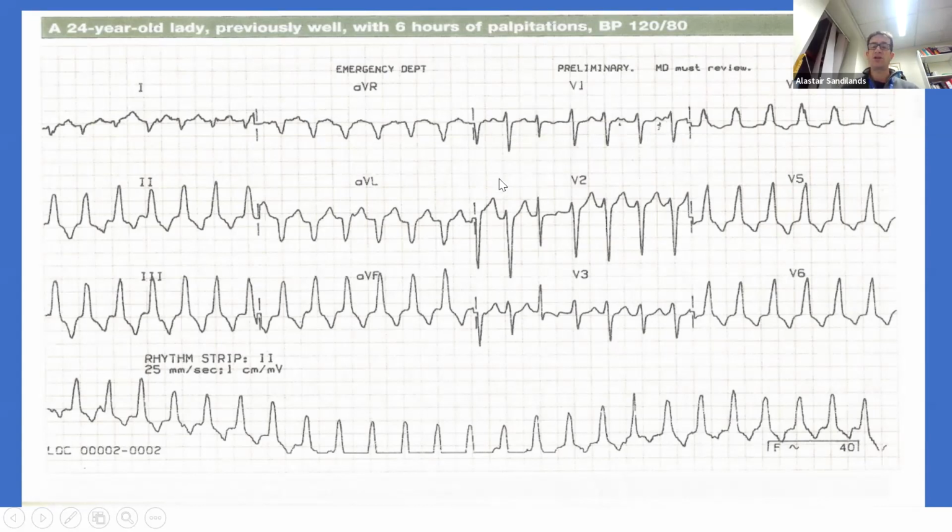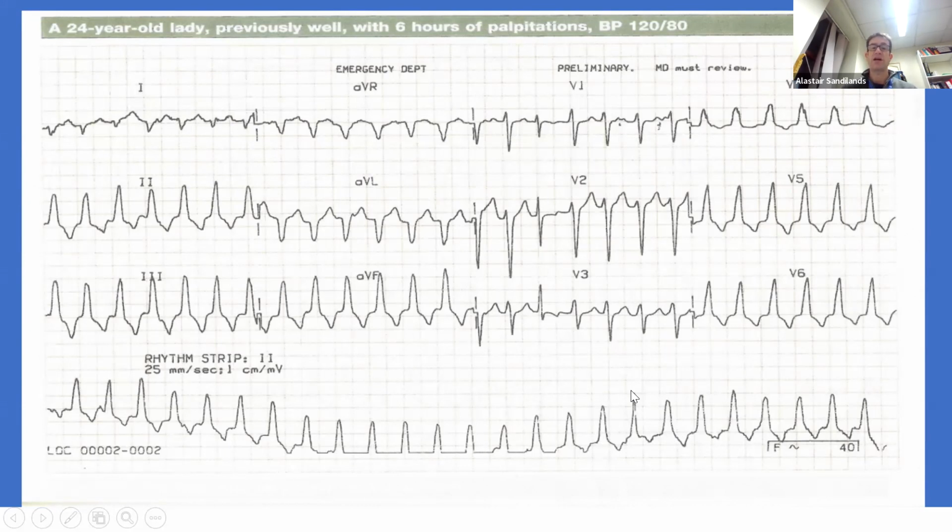Are there any fusion or capture beats? Are there any beats that are looking fused? Yes, look at this. You've got a broad beat, and now you've got a fusion beat, which is a bit narrower. It's not as narrow as a narrow sinus beat, but it's broad, but not as broad as the broad beats of ventricular tachycardia. So this beat is a fused beat.